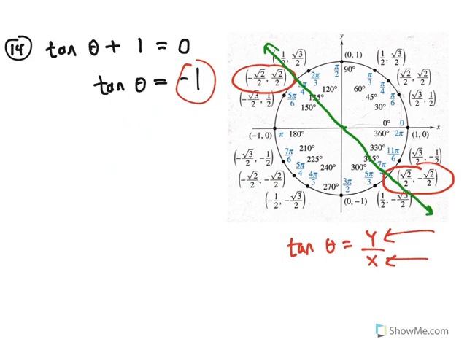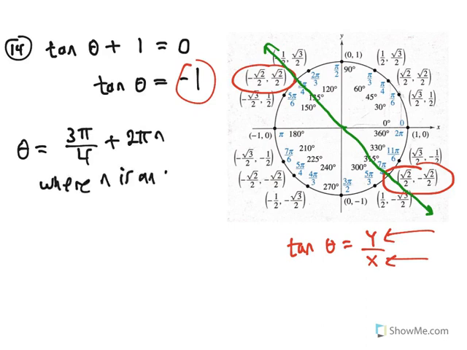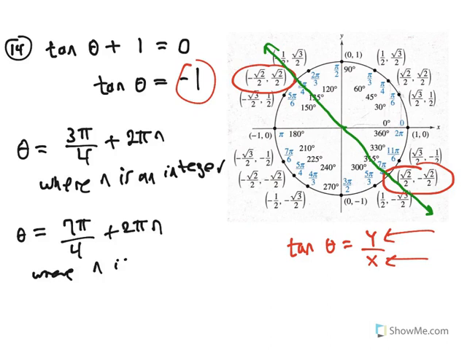So you can write all solutions of this equation as follows. Theta is equal to 3 pi over 4 plus 2 pi n, where n is an integer. You can also have theta is equal to 7 pi over 4 plus 2 pi n, where n is an integer.